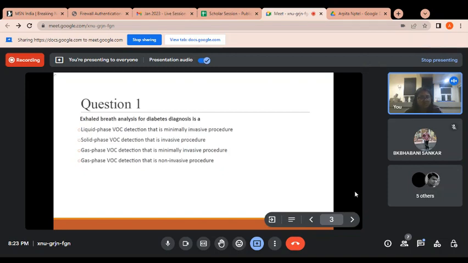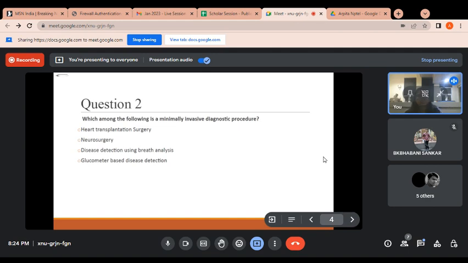So what is the right answer? Option D. Yes, option D. Because in exhaled breath, all the molecules or gases are present in the gaseous phase. And what is the full form of VOC? Volatile organic compound. So all the volatile organic compounds present in exhaled breath are in gaseous form, and this VOC is detected outside of the body. That's why it is called a non-invasive procedure, right? So it is clear? Okay.